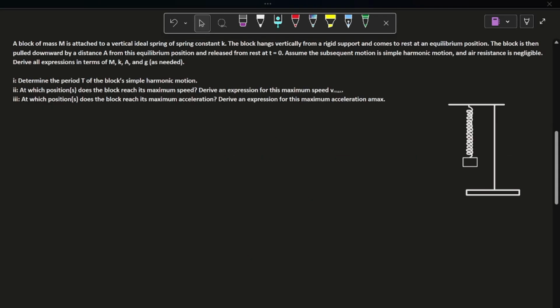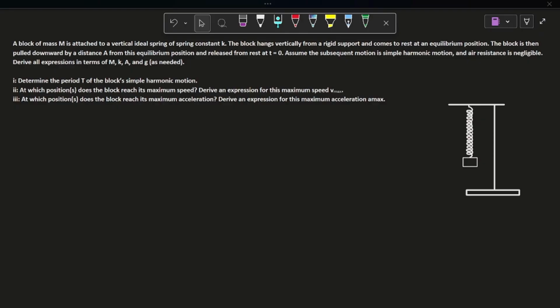Let's begin. A block of mass M is attached to a vertical ideal spring of spring constant K. The block hangs vertically from a rigid support and comes to rest at an equilibrium position. The block is then pulled downward by a distance A from its equilibrium position and then released from rest at t equals 0. Assume the subsequent motion is simple harmonic motion and air resistance is negligible. Derive all the expressions in terms of m, k, and g as needed.